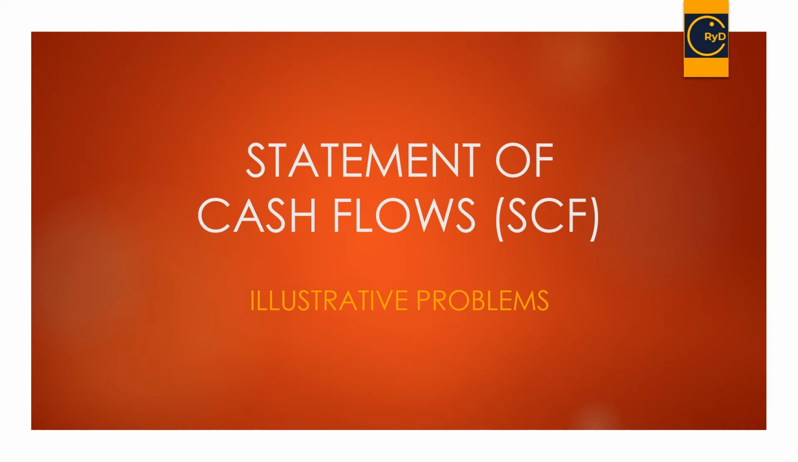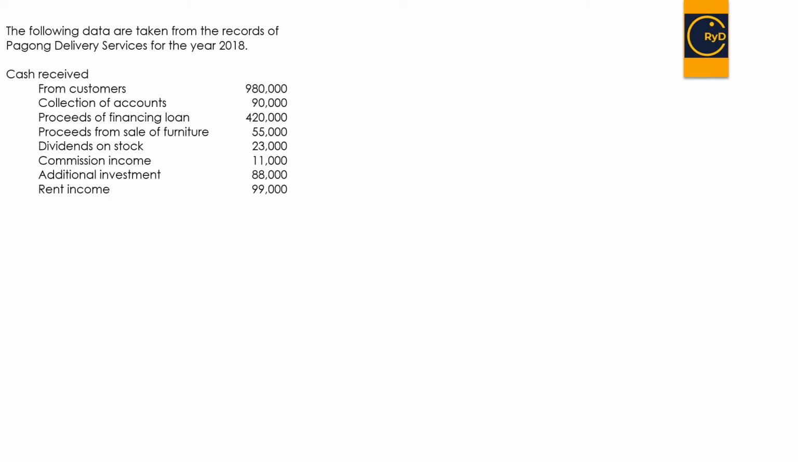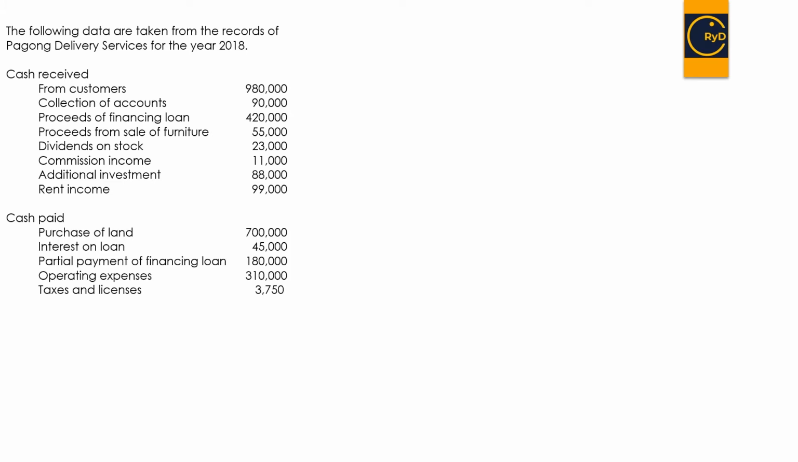Let us have more illustrative problems for our statement of cash flows topic. We have here the following data taken from the records of Pagong Delivery Services for the year 2018. We have cash received, and then we have cash paid. Then there is additional information.